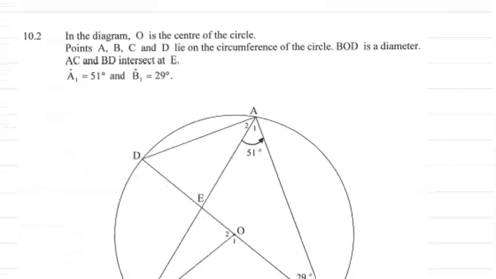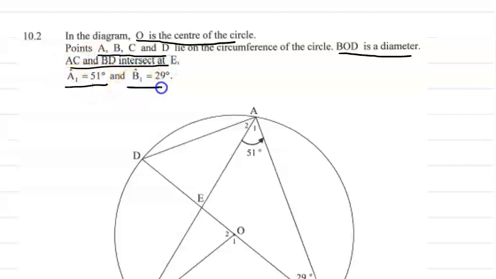Now, let's look at question 10.2. In the diagram, O is the center of the circle. Points A, B, C, and D lie on the circumference of the circle. BOD is a diameter. AC and BD intersect at E. A1 is equal to 51 degrees and B1 is equal to 29 degrees. So let's go and have a look at what we have.